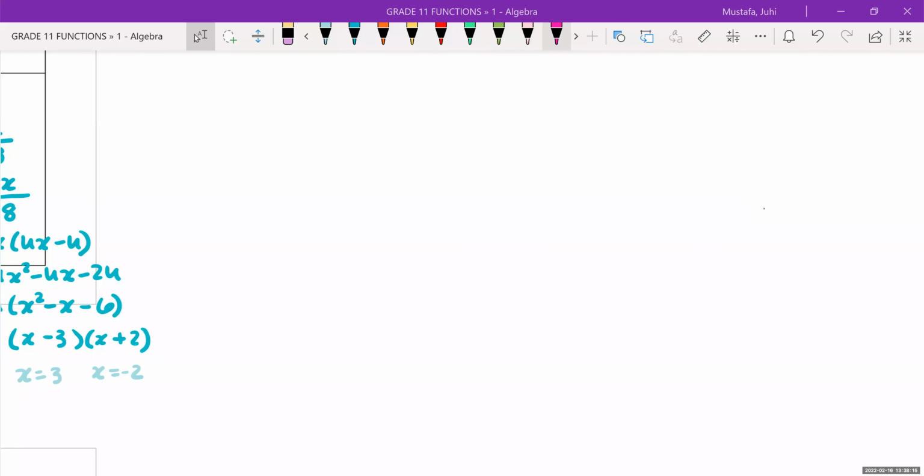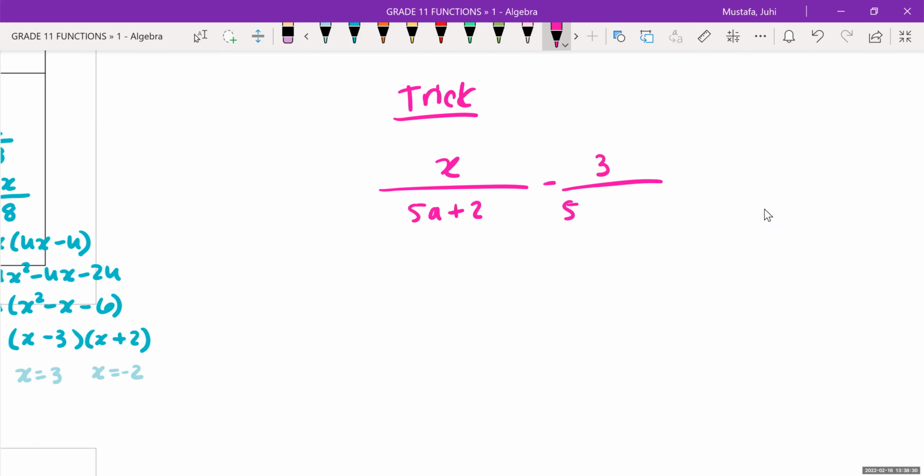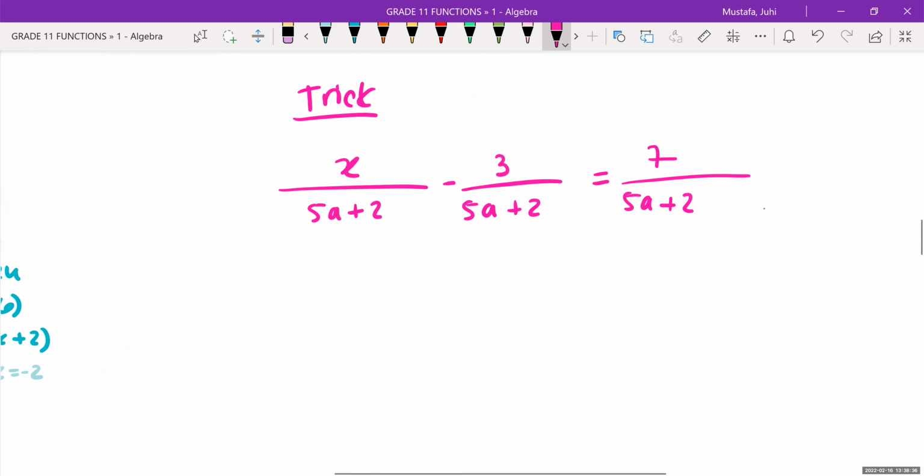Okay, so here is, it's not even a trick. It's just something that will be very helpful. Let's say you have a question like this. I'm just going to make it up so it might not make sense. X over 5a plus 2 minus 3 over 5a plus 2 is equal to 7 over 5a plus 2.